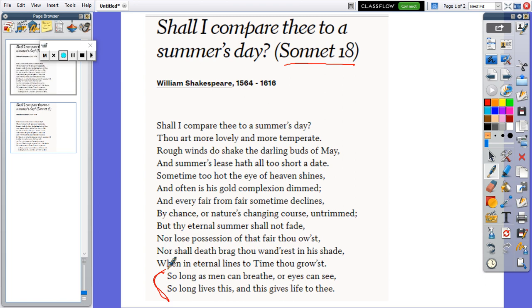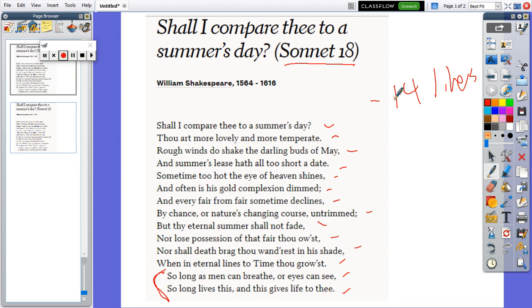So how do you know it's a sonnet? Well, the first key feature is how many lines does it have? So as I'm looking at this, I'm like, 1, 2, 3, 4, 5, 6, 7, 8, 9, 10, 11, 12, 13, 14. As soon as you know that it has 14 lines, it's probably a sonnet, but that's your first litmus test.